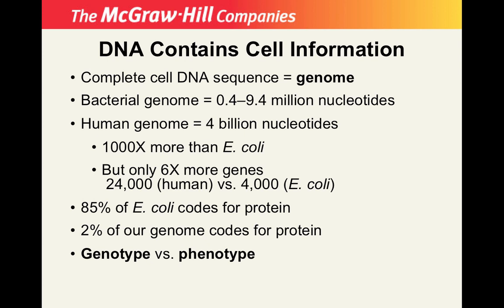Bacterial genomes are fairly small. They have anywhere from 0.4 to 9.4 million nucleotides. A nucleotide is just an individual molecule of DNA. Those are the A, T, C's, and G's that I'm sure most people have heard of before. And then you can see in the human genome, and most eukaryotes, it's much, much larger, about 4 billion nucleotides.